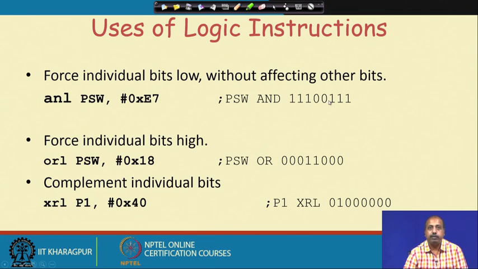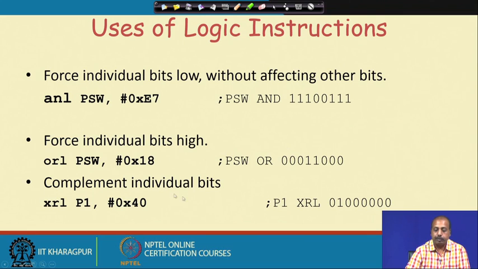We can force individual bits to low without affecting other bits. For example, AND logical PSW, hash 0xE7. The E7 is the bit pattern 1110 0111. So, when you do ANDing with PSW, these two bits will be reset to 0, and the rest of the bits of the PSW register will continue to have their previous values.